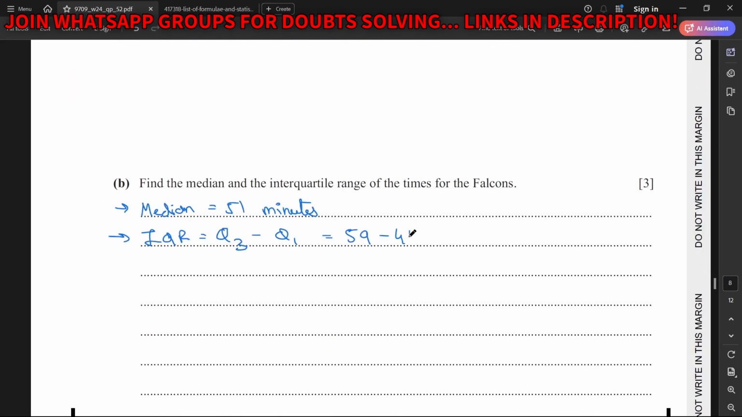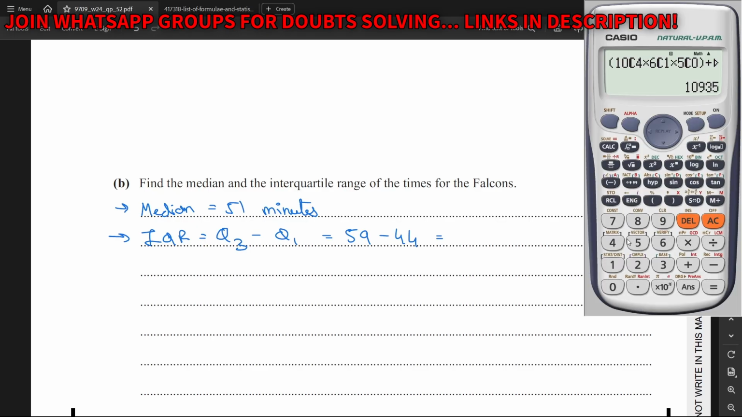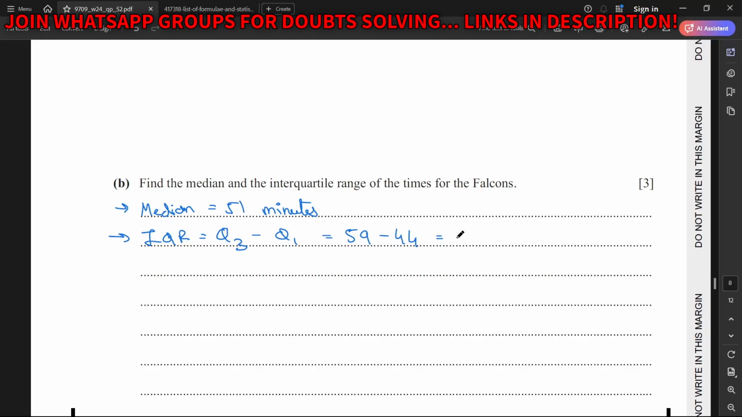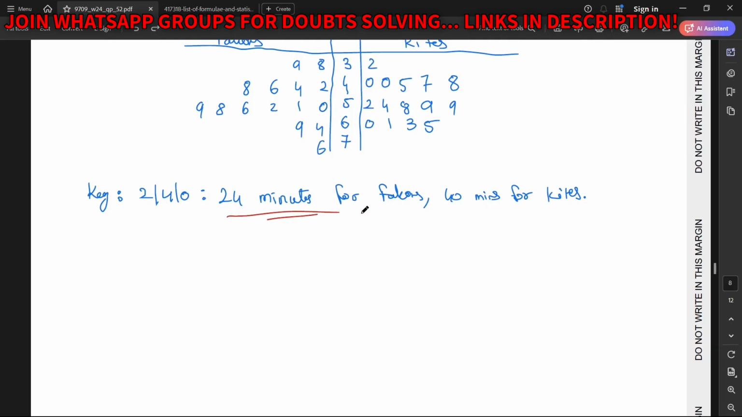So if I do 59 minus 44 in my CAIE, even though it is straightforward, I'll use my CAIE because why not? Answer comes out to be 15. So 15 becomes your interquartile range. And therefore, this is the final value of the interquartile range, and this is the median. I can also write minutes over here. And that's it. I'll also say that for the above part, this is your answer.